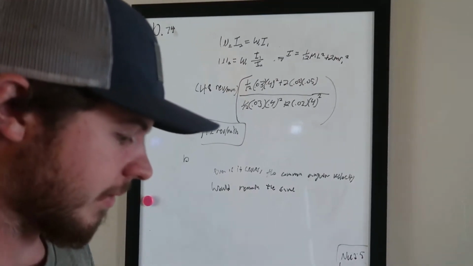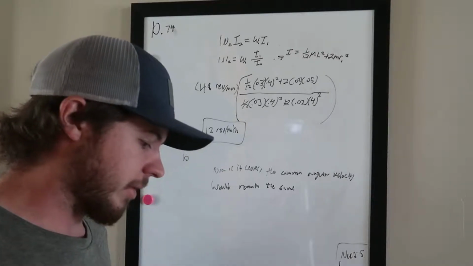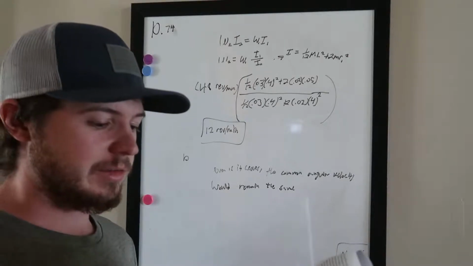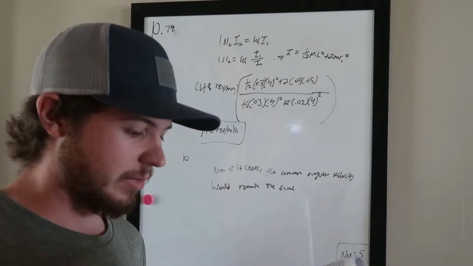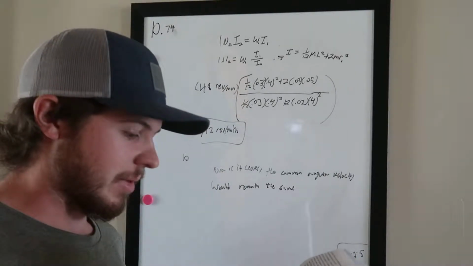Okay, we're looking at question 74 of chapter 10. It says a uniform 0.03 kilogram rod of length 0.4 meters rotates in a horizontal plane about a fixed axis through its center and perpendicular to the rod. Two small rings, each with a mass of 0.02 kilograms, are mounted so that they can slide along the rod.